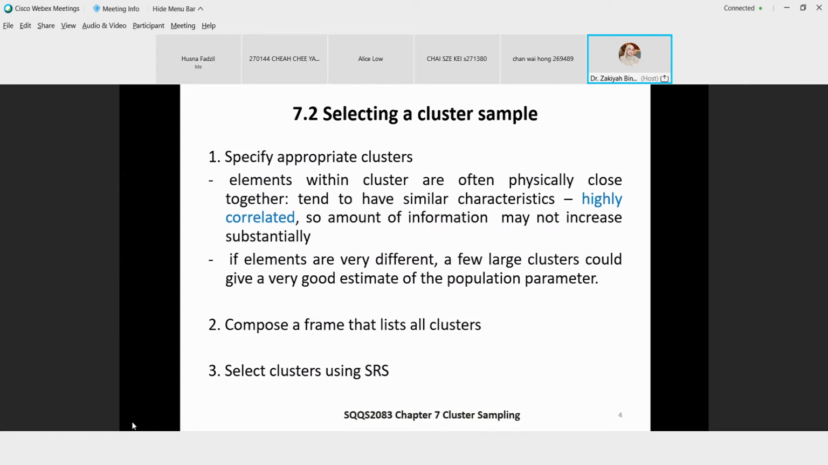Let's say schools. There are many schools. How many schools in Malaysia? I don't know really. Thousands. Several thousands, maybe tens of thousands. But within each school, the elements we're talking about are the students. Elements within cluster, students within school.